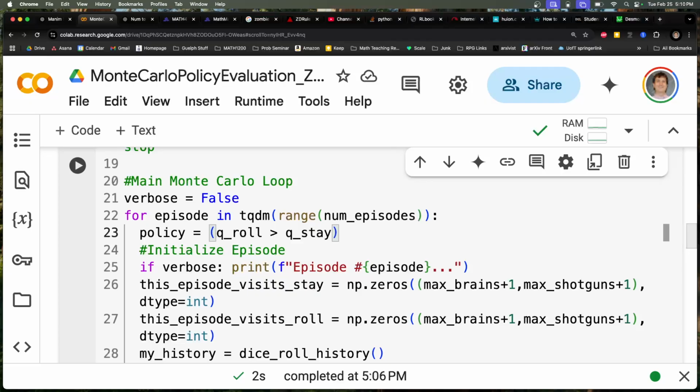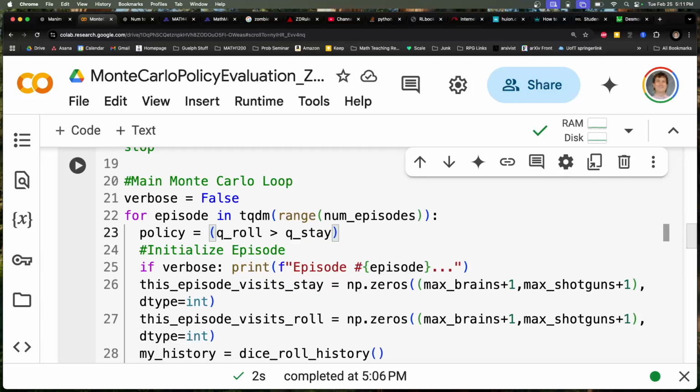Yeah. It's not going to update the policy ever because we're separating them. So Q roll is always 0 when Q stay is it, and Q stay is always 0 when Q roll is it. So it's just going to be the same policy again. Okay, so this is a good observation: something funny is going to happen. Let's run it and see.